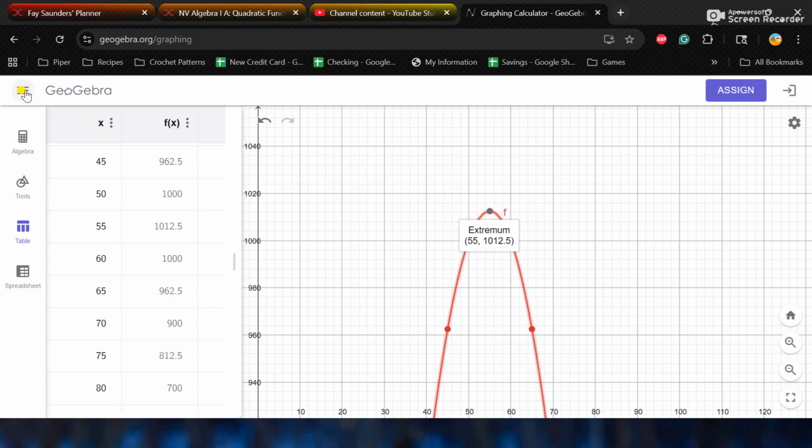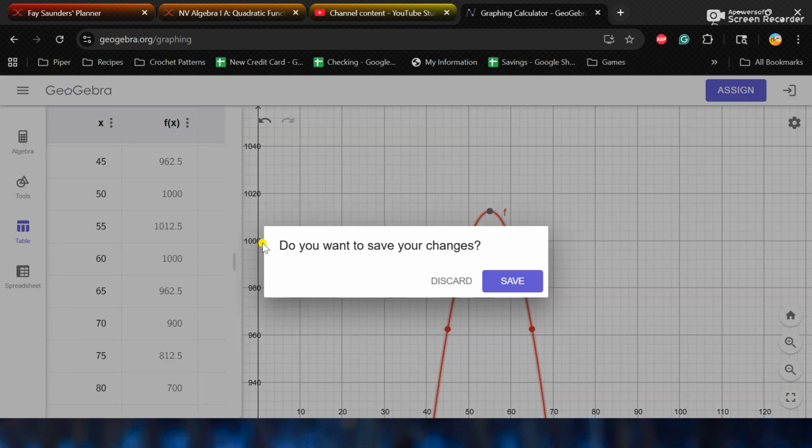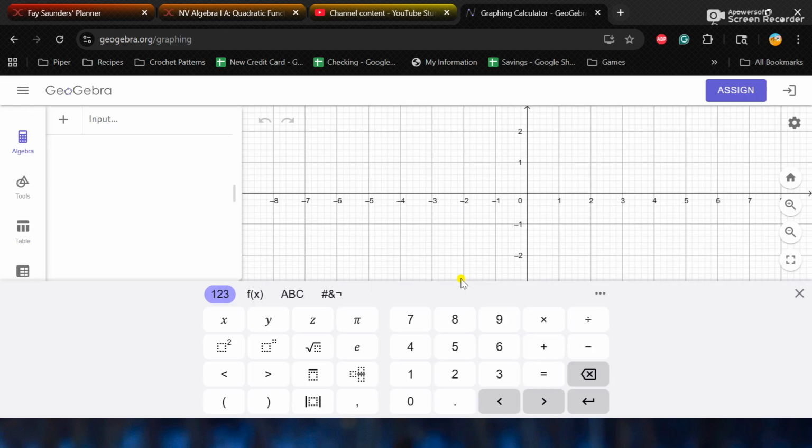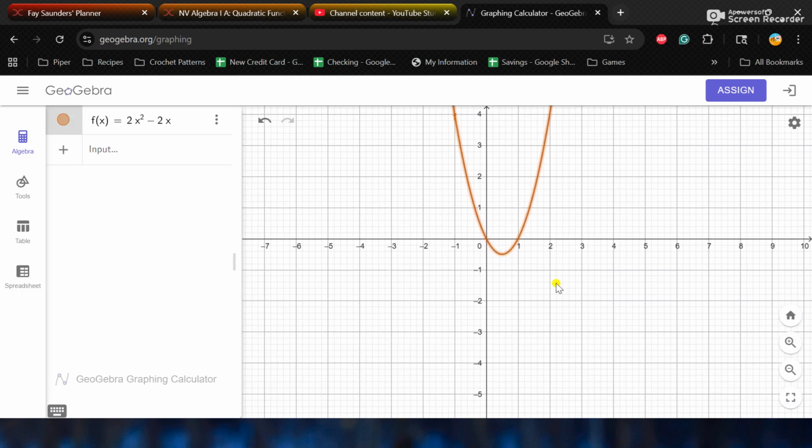Okay, at this point we're going to go check out our practice and our quick checks, so let's get rid of everything. Number 3 on the practice says graph the function f of x is equal to 2x squared minus 2x. Okay, we just graphed it. Look at us, so good.